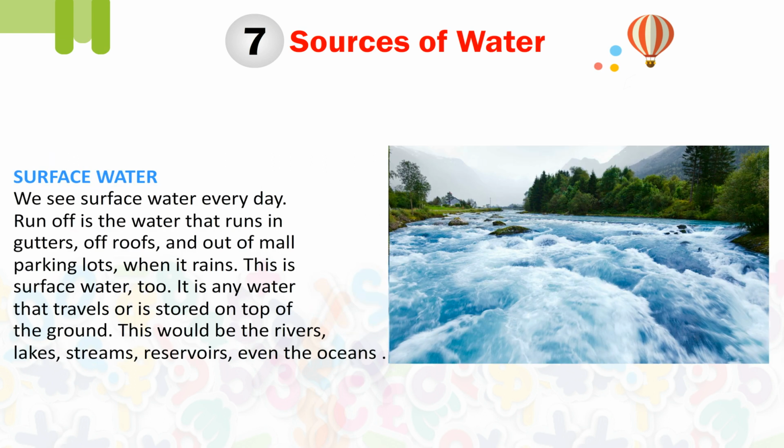Surface water. We see surface water every day. Runoff is the water that runs in gutters, off roofs, and out of mall parking lots when it rains. This is surface water too. It is any water that travels or is stored on top of the ground. This would be the rivers, lakes, streams, reservoirs, even the oceans.